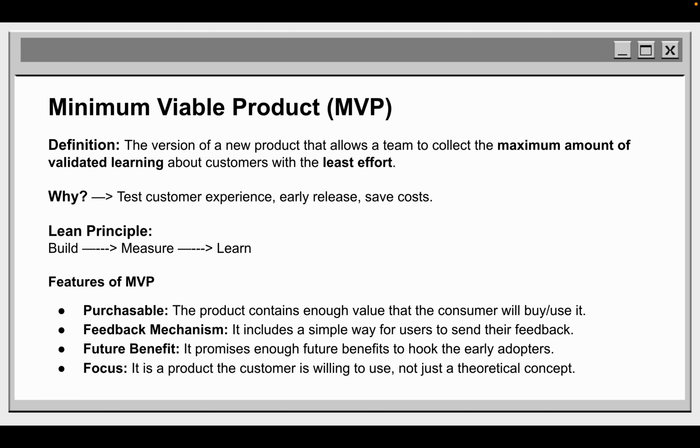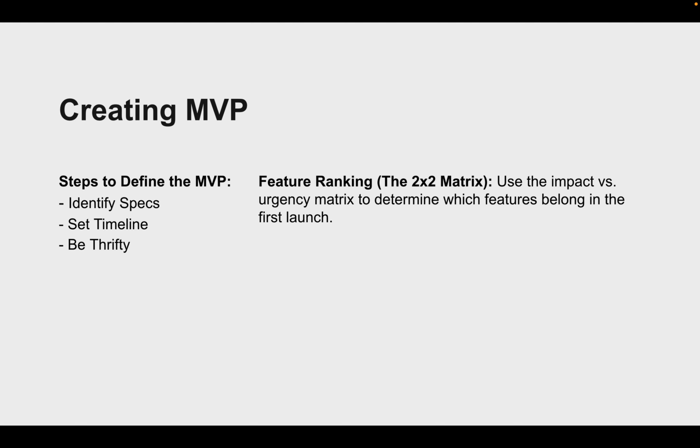Next, MVP, minimum viable product. This is the version of a new product that allows a team to collect the maximum amount of validated learning about customers with the least effort. This MVP contains enough features to attract early adopters. This is important because we can test customer experience by early release and also save costs. The MVP works on the lean principle, which is build, measure, learn, and this goes on in rotation.